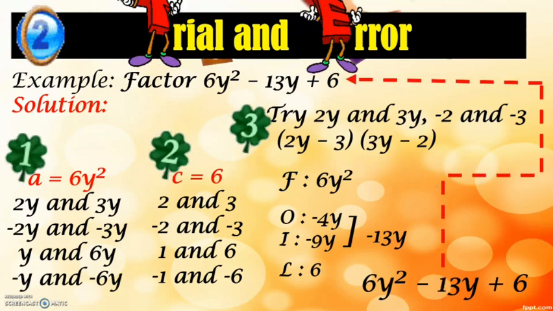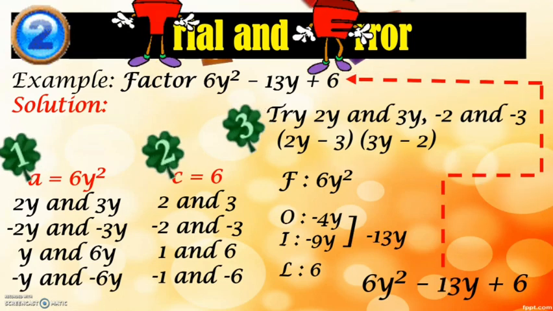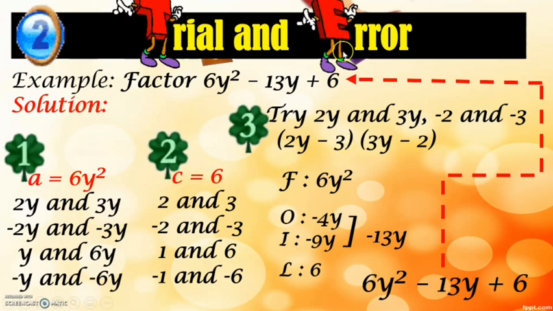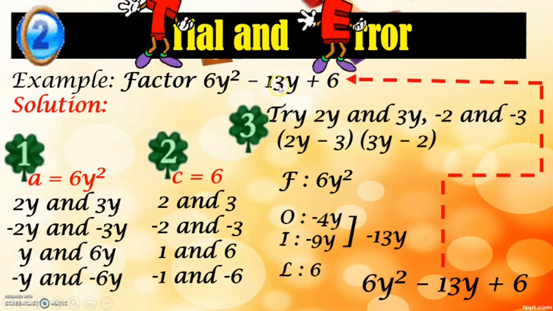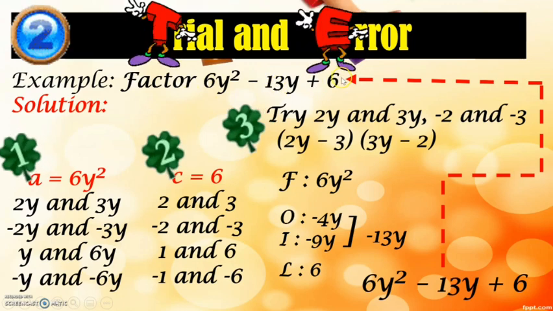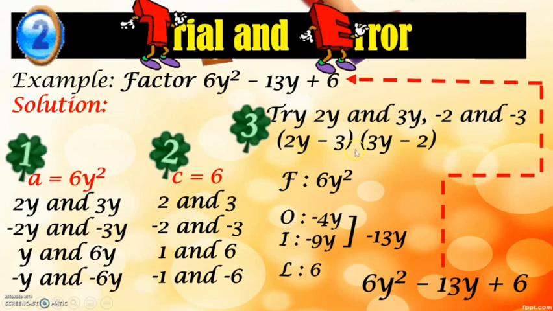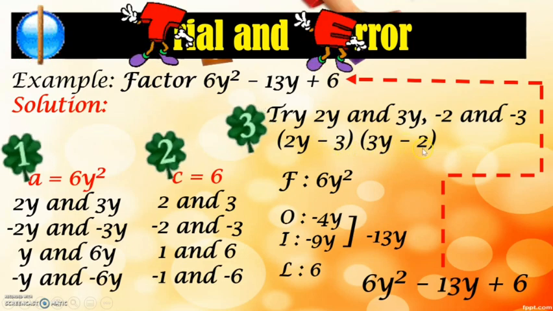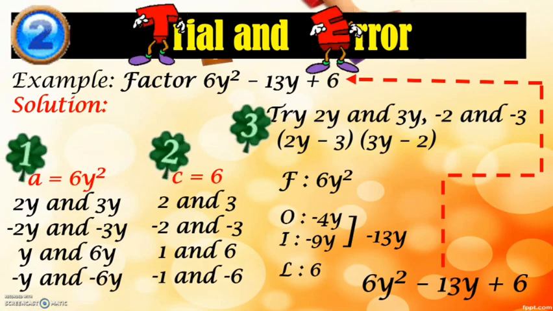So we return to the original trinomial. Therefore, we can say that the factors of 6y squared minus 13y plus 6 is equal to 2y minus 3 multiplied by 3y minus 2. Let's try some more examples. Let's have number 3.